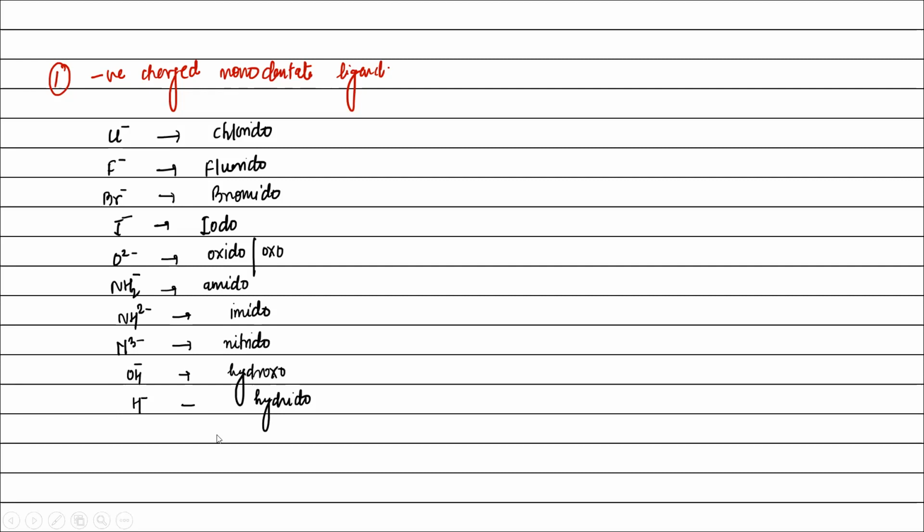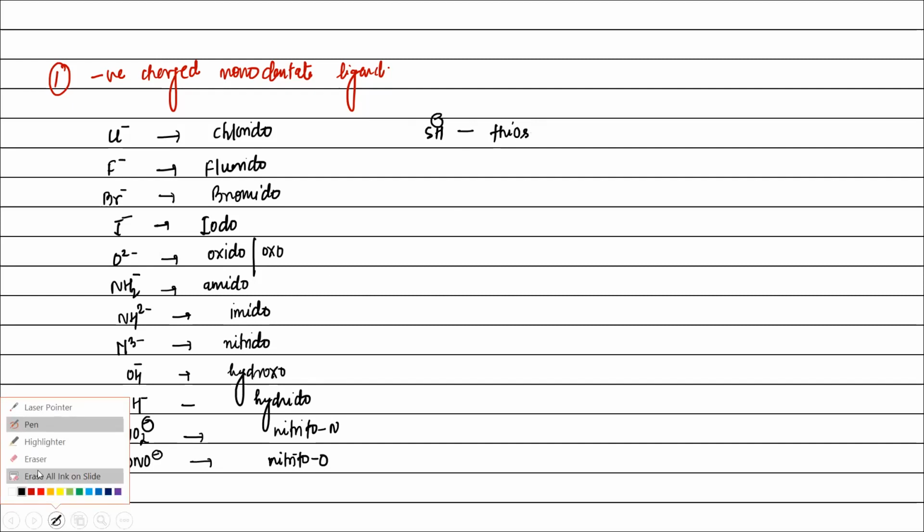These are the names which are used when we write the name of any coordination complex, right? NO2 minus has two types of bonding capacity. One is nitrogen, another is oxygen. When it is written like NO2 minus, that is called nitrito-N. It means when NO2 minus binds with the metal via the nitrogen donor atom, it is called nitrito-N. When it binds with the metal via the oxygen donor atom, it is called nitrito-O. SH minus is thio.